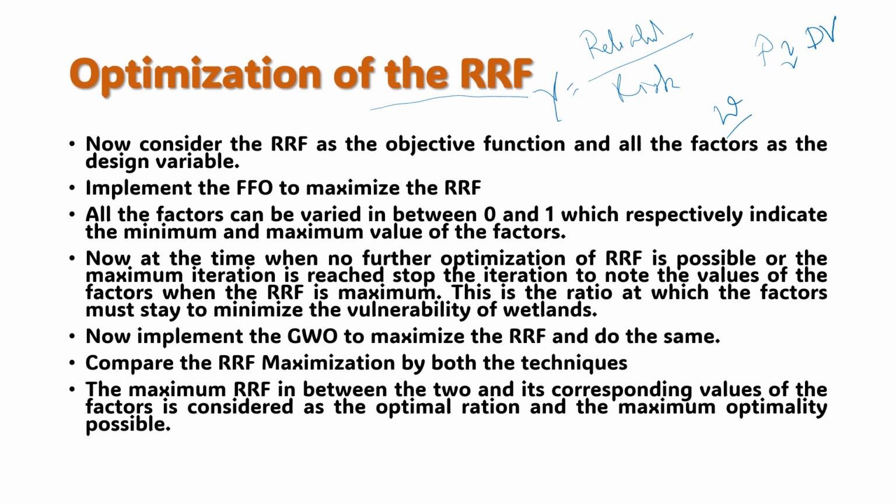Now, once the optimization of FFO and the optimization of GWO are completed, you identify the best value, or the maximum value, of the available data. The maximum value of the RRF found from FFO is compared with the maximum value of the RRF found from GWO. Then the average value is also compared, and also the minimum or worst value is compared. So in these three comparisons, if in any two one algorithm is lost to the other algorithm, then the winning algorithm will be considered, and its results will be considered as the selected one.